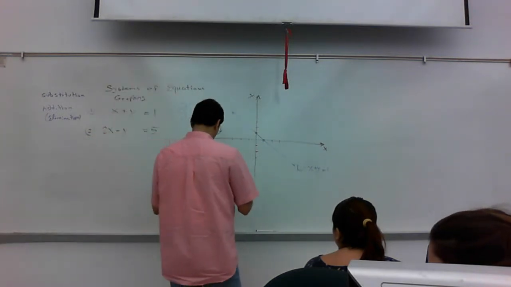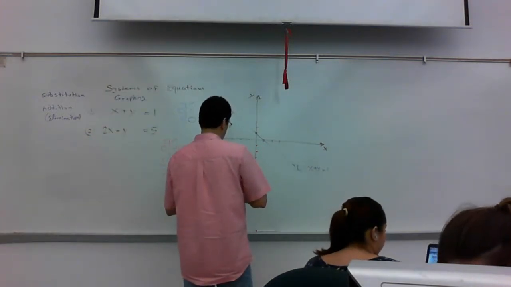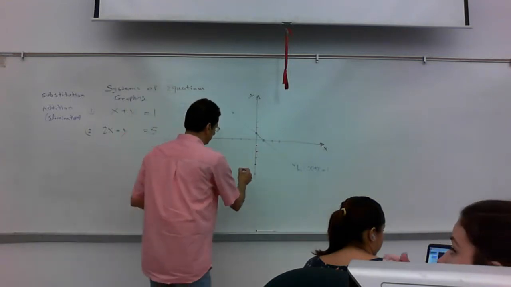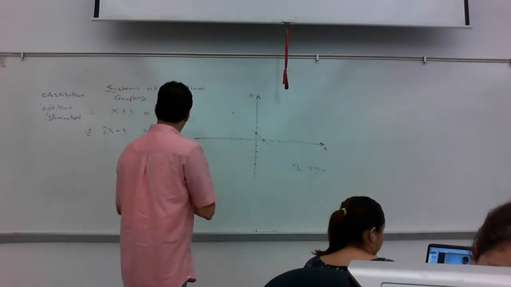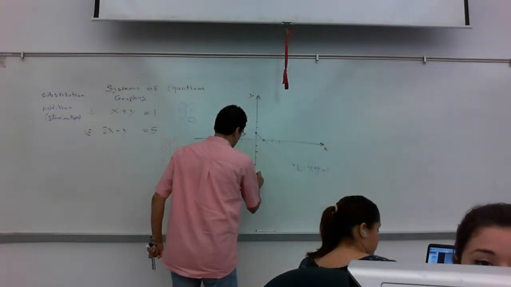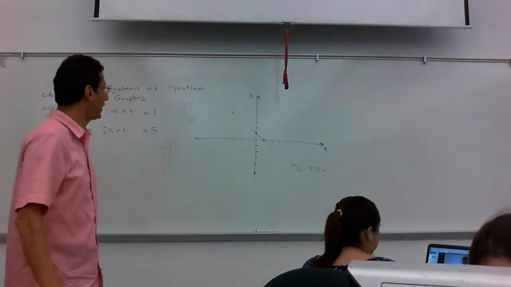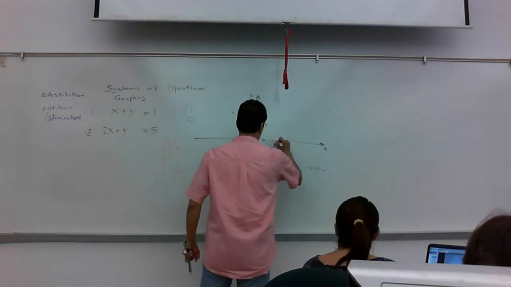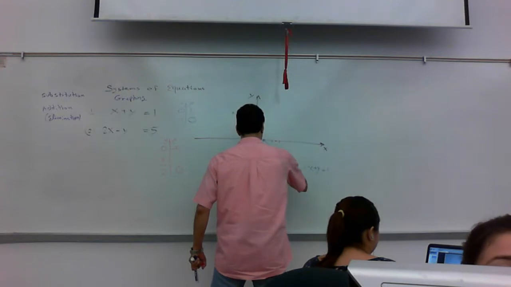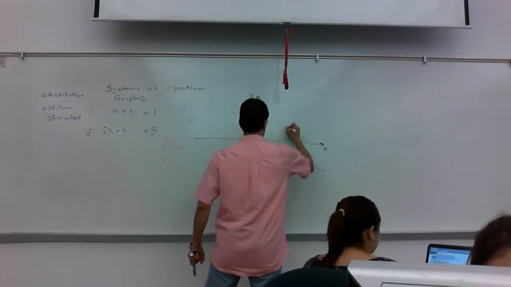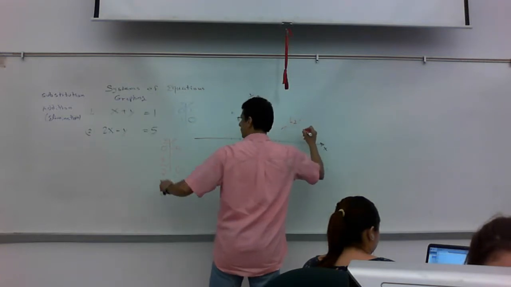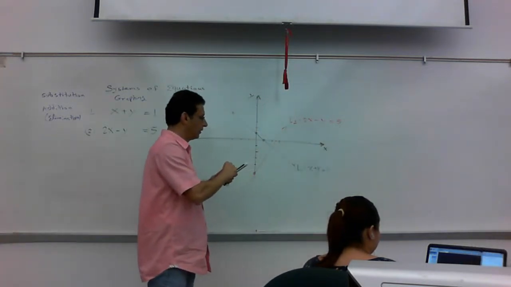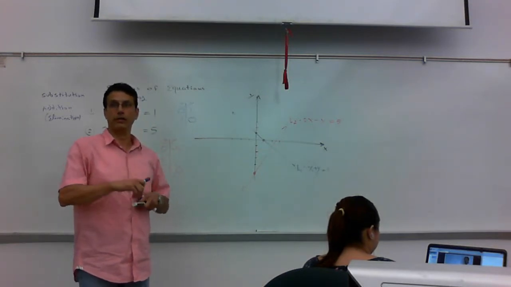So let's see. This is not to scale, but (0, -5). We go down 5 units along the y-axis, and then we have 5 halves or 2.5, comma 0. This is L2, which is 2x minus y equals 5. Now, is there a point of intersection? Yes.